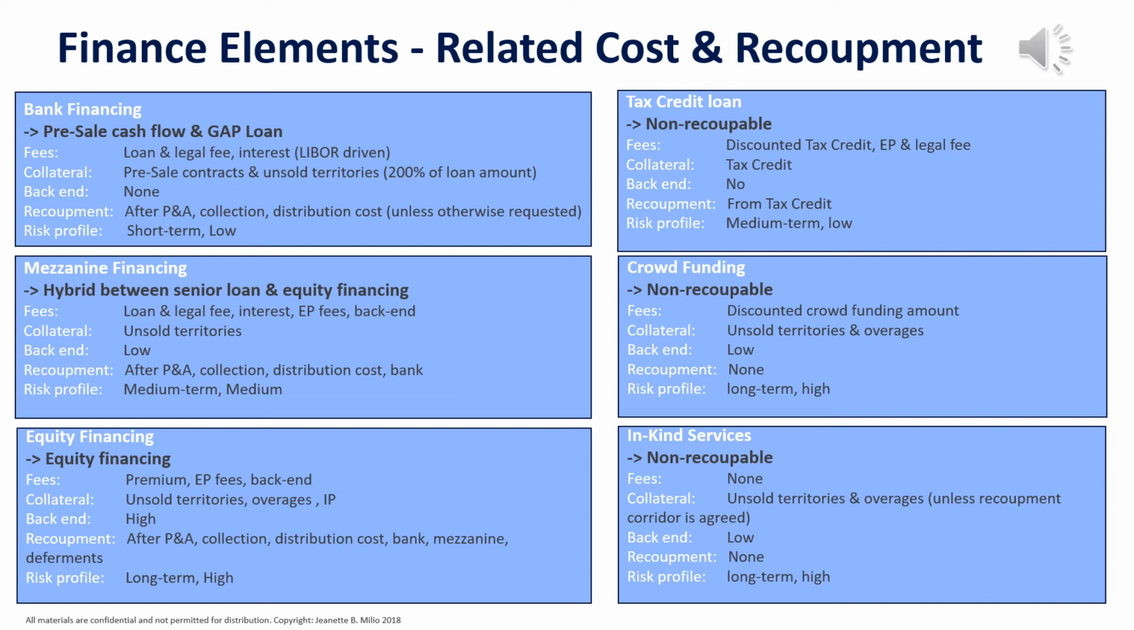But it's not something that the bank just makes up and decides, just by themselves. It's driven by whatever the LIBOR rate is in the country. The bank will require a 200% coverage for unsold territories because this is an unsecured loan. What does 200% coverage mean?